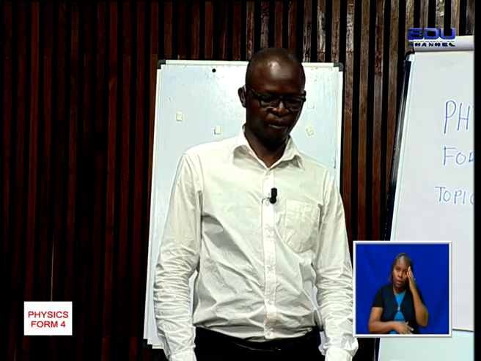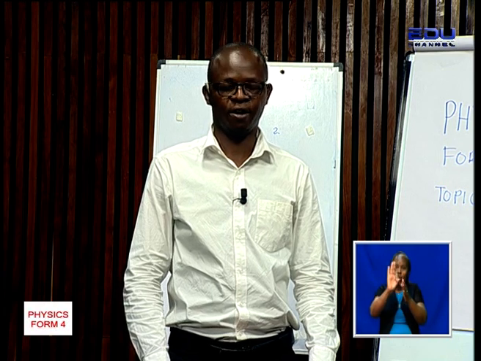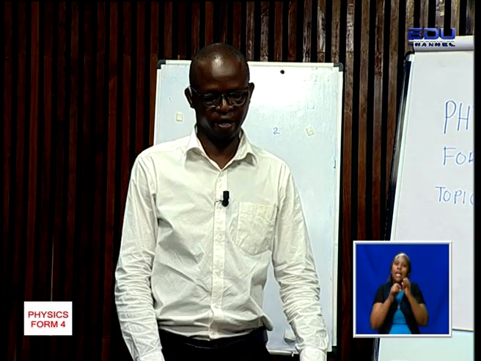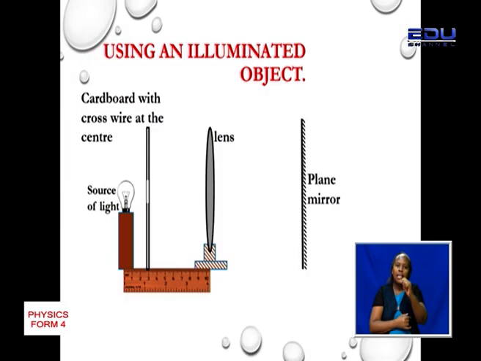The second way of determining the focal length of a converging lens is by using the illuminated object method. Now, in this method, what we do is we have a setup that has a cardboard with cross wires at the center, and then we have a source of light, and we have a plane mirror on the other side. So in between we have a lens.